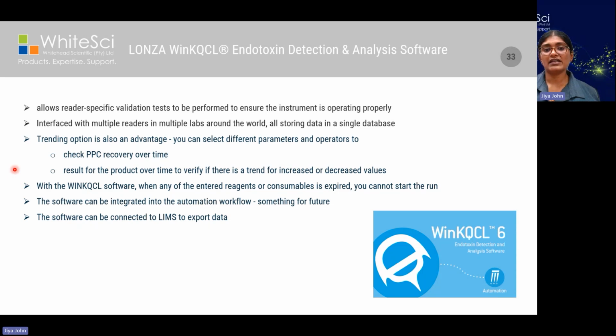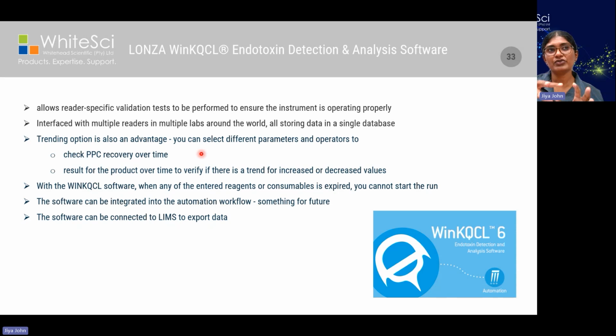Trending is advantageous because sometimes you come to a point where you don't know what is causing the result that you're seeing. Now you're seeing inconsistent results. Is it because of the kits that you're using? Is it because of the accessories, the plates or the reader?